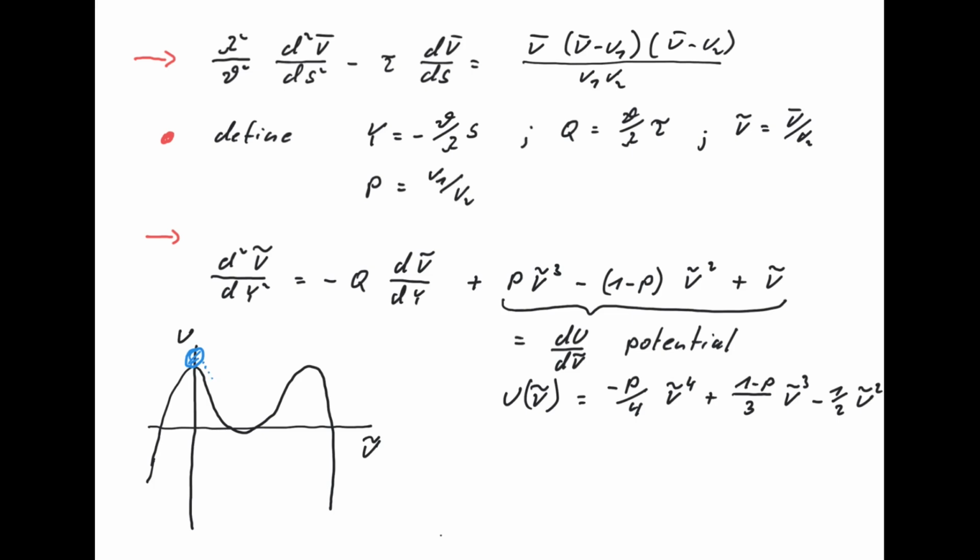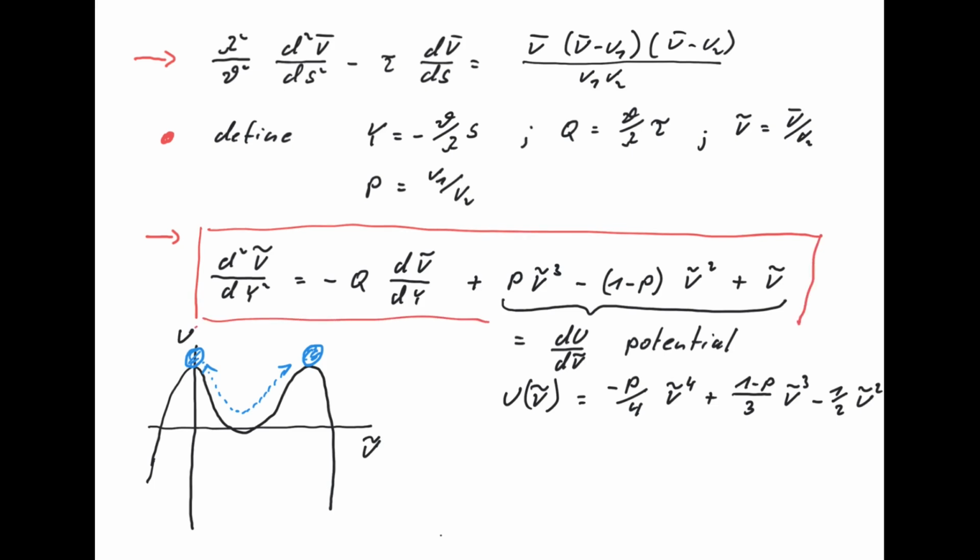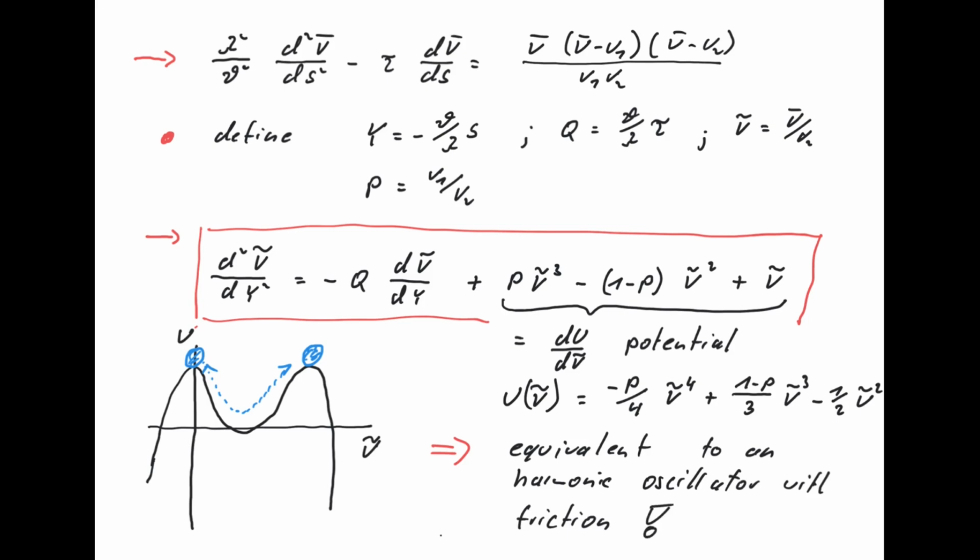Now, further realizing that the first term could be a friction term, what we end up with is basically a harmonic oscillator, including friction, which is living in a potential well. And the solution will basically describe the movement of the system between these two maxima.